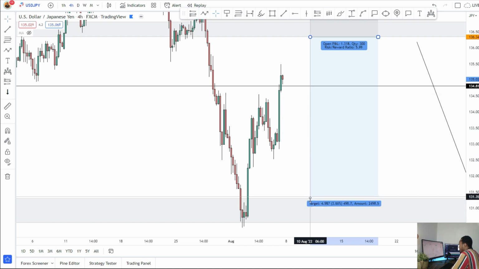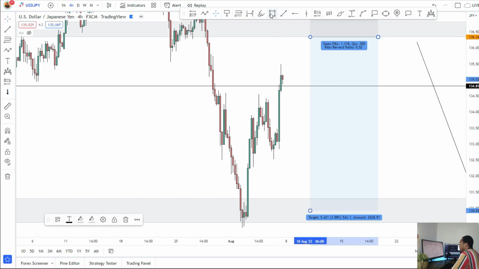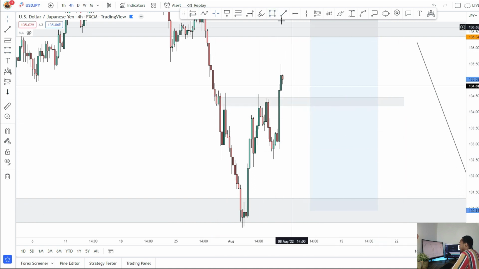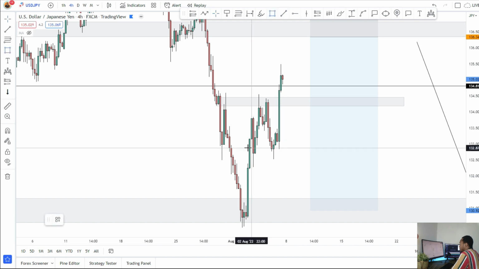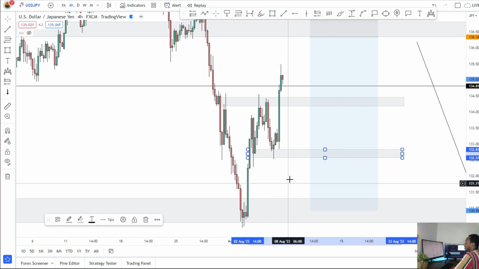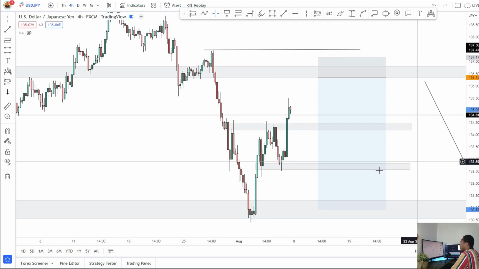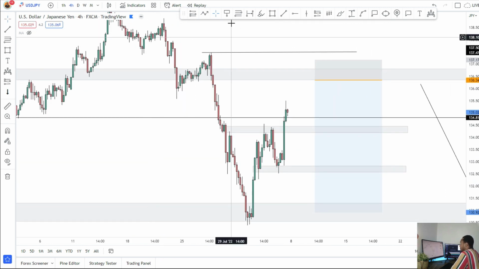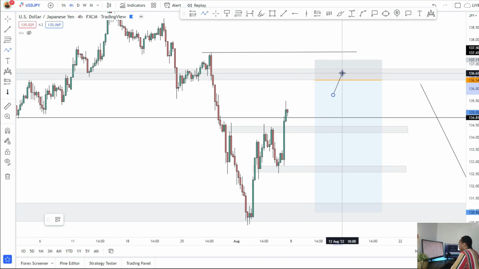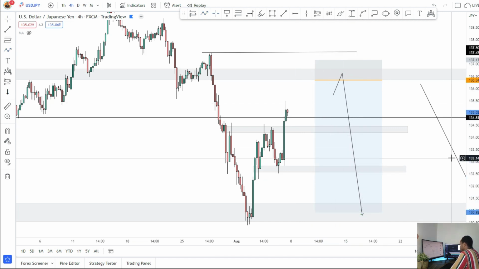Again, we don't necessarily have to have targets all the way down at 131. This would be a nice area to have as a target, or even this support down here would be nice as targets, so we can take partials, however you want to manage the position, but still expecting some more downside if we can hold this monthly area. So a little bit more upside for USD JPY into 136.5, and then looking for a swing back down to 131 for next week.